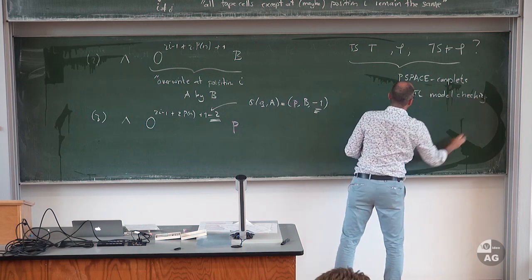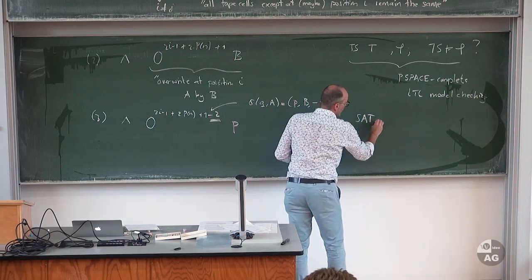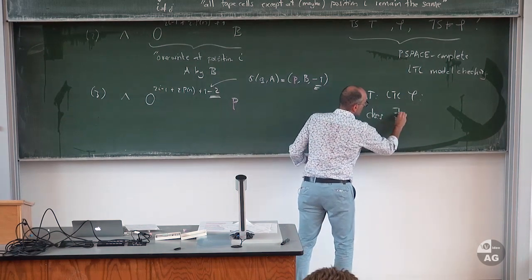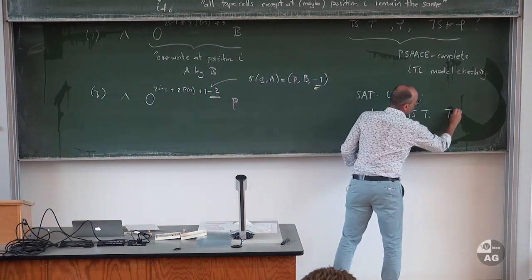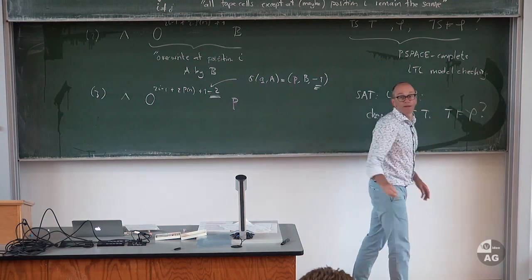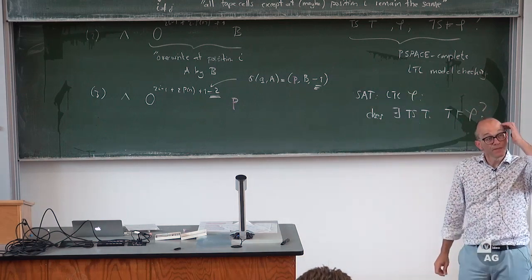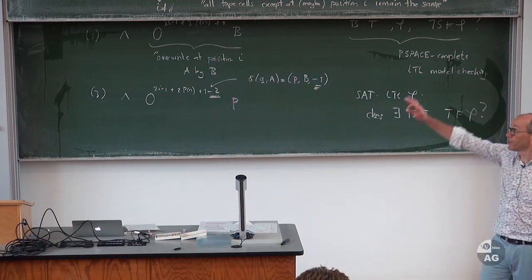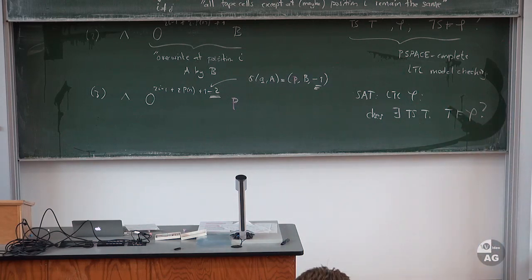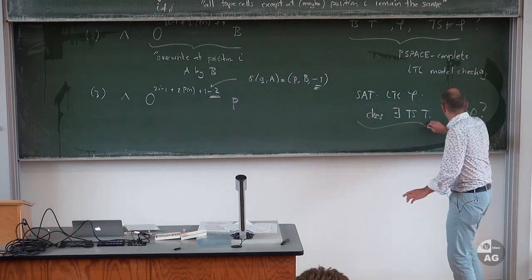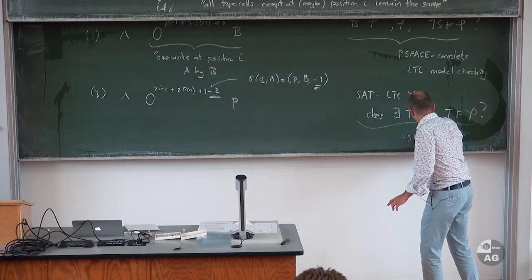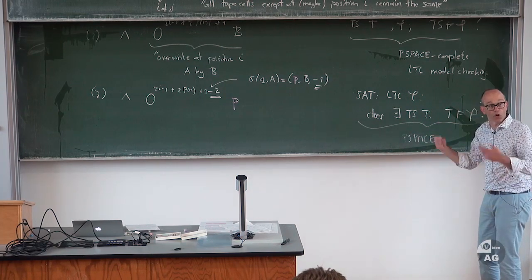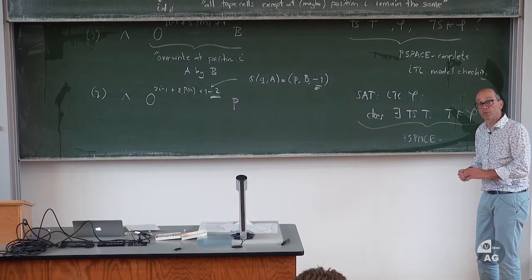What is the satisfiability problem? The satisfiability problem says, okay, give me an LTL formula phi. Does there exist a transition system T such that T satisfies phi? PSPACE-complete. It's somewhere on the slides how to show this. This is also PSPACE-complete. And by taking the negation, it also follows that the validity problem, is a formula true for all transition systems, is also PSPACE-complete.